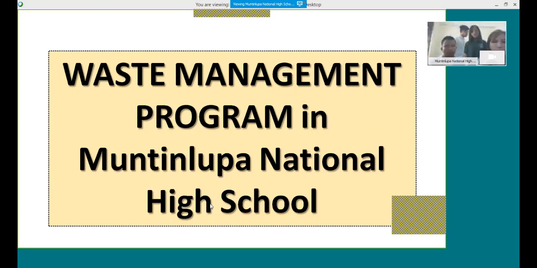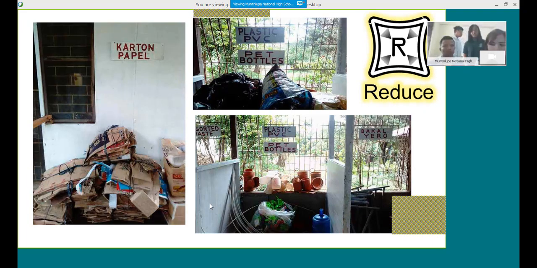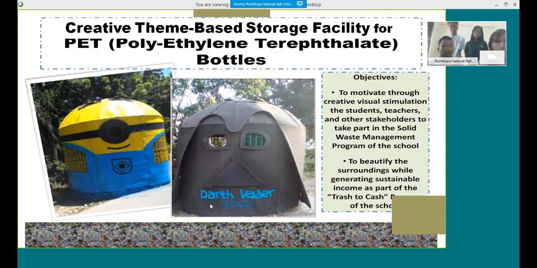And before we proceed to the organic waste management, we will share with you our solid waste management, wherein we have our materials recovery facility, where materials are placed or stored. We have the plastic PET bottles, the metal wastes, the cartons. Here we also have what we call the creative theme-based storage facility for bottles.